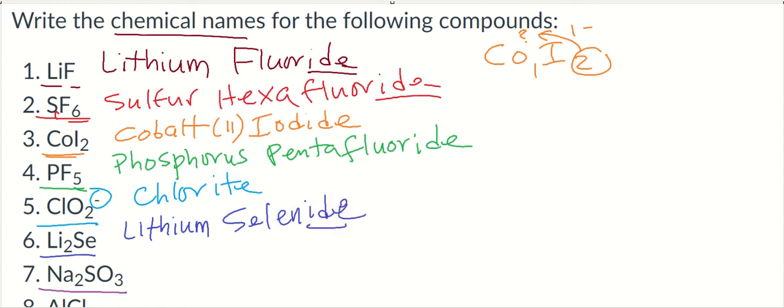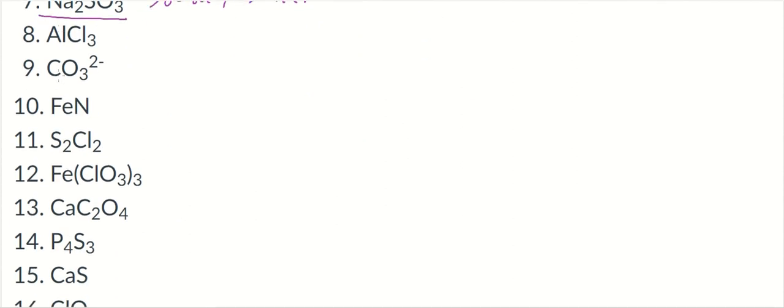It's another cation and anion, so just write the full name of the cation, sodium. This is a polyatomic ion, sulfite, so no need to change the ending. It's only when it's an element, so sulfite is the name of the polyatomic ion. All right, let's get some more.